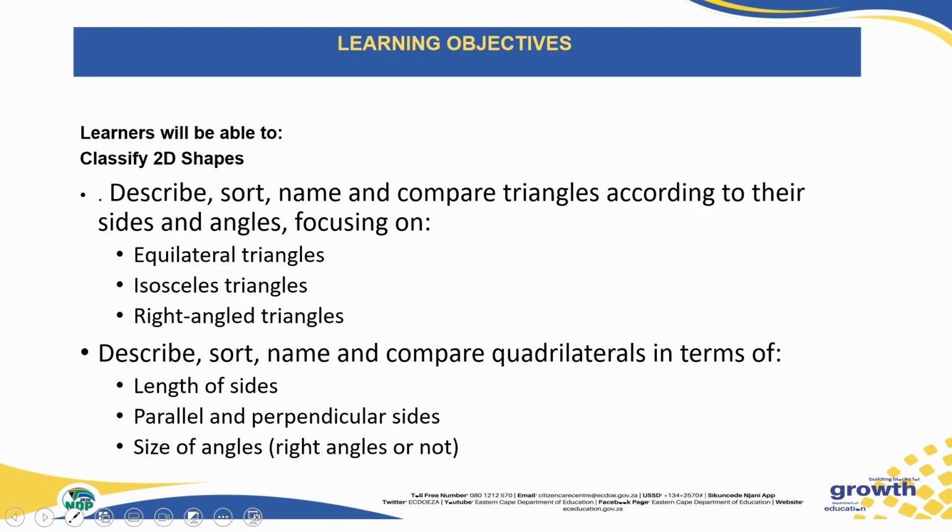Today's lesson is about the geometry of 2D shapes. I will be covering this topic for your full understanding. Now, the purpose of this lesson is for us to describe, sort, name, and compare triangles according to their sides and angles. But in grade 7, our focus is on the equilateral triangles, isosceles triangles, and a right-angled triangle.